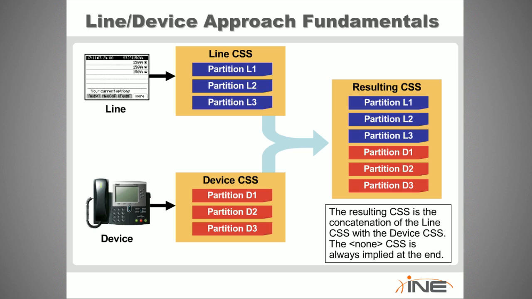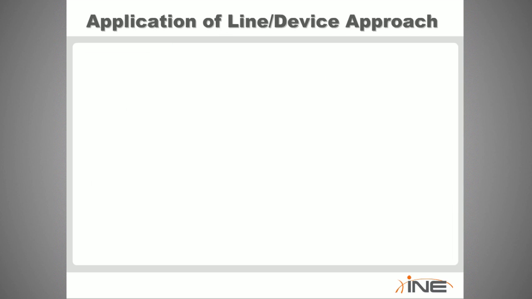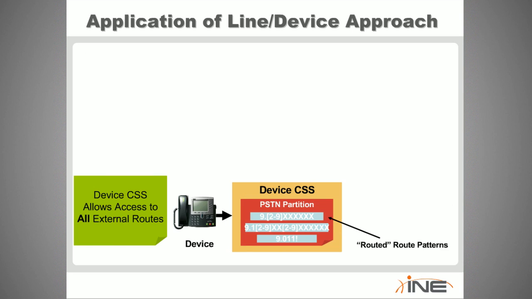And now that we've talked about what happens with a line calling search space and a device calling search space, the partitions are concatenated together to form the new resulting CSS, with line partitions being ordered first or higher. Let's take a look at how that could possibly impact a dial plan that we might want to configure, or route patterns.